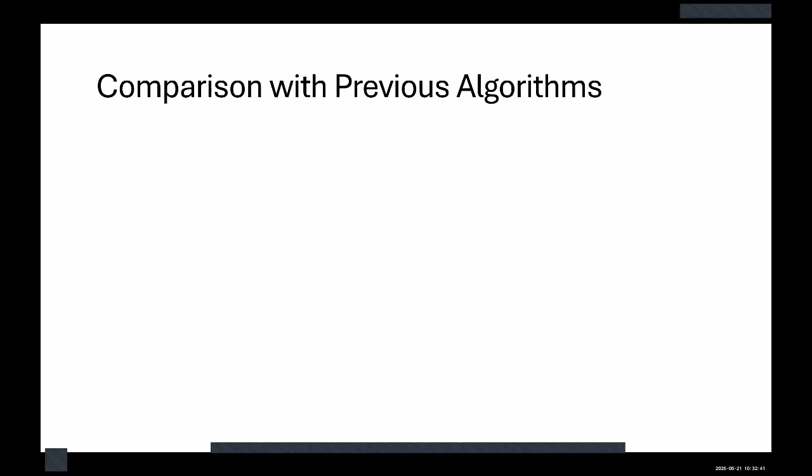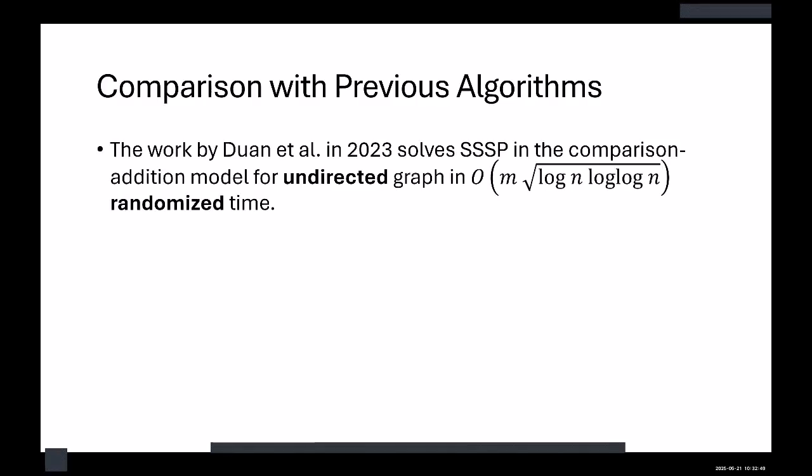Okay. So now that I've gone through the main chunk of my talk, I'll be doing some comparison with the previous algorithms for the single source shortest path problem. So in 2023, as I mentioned, there was this undirected graph algorithm that works in a randomized way.